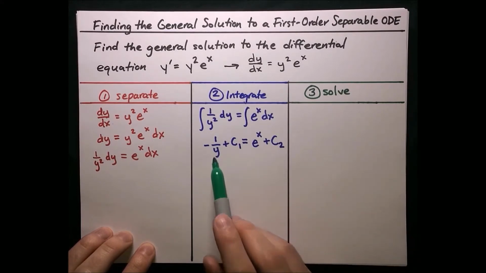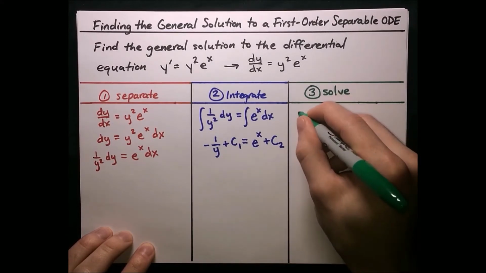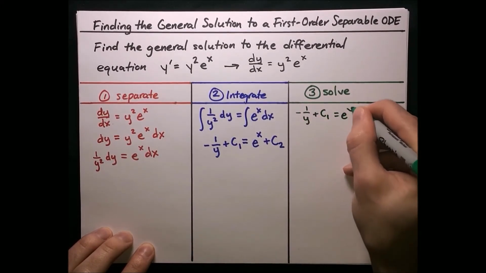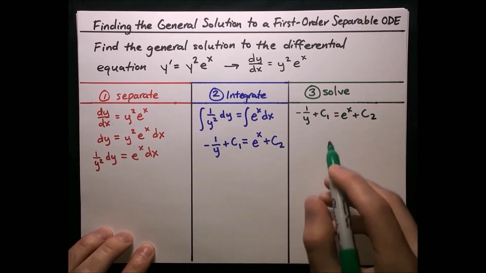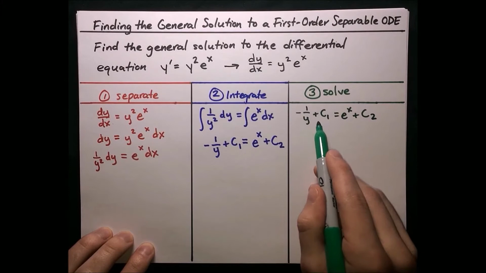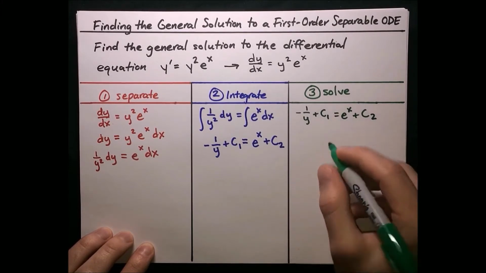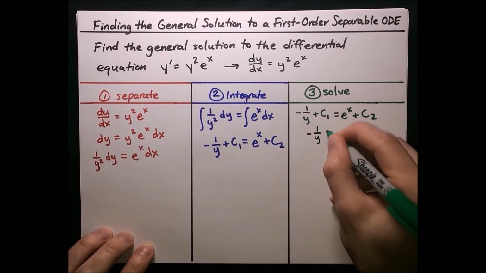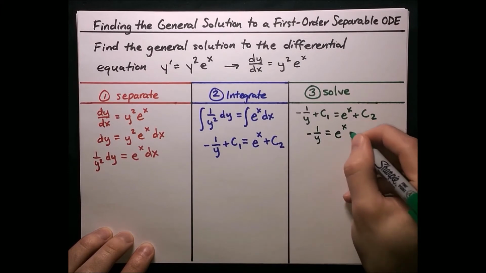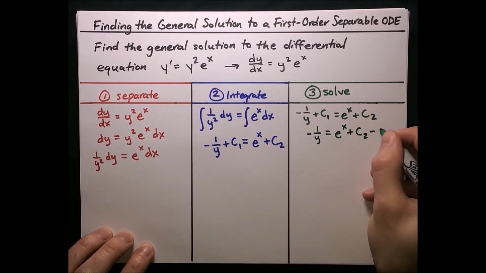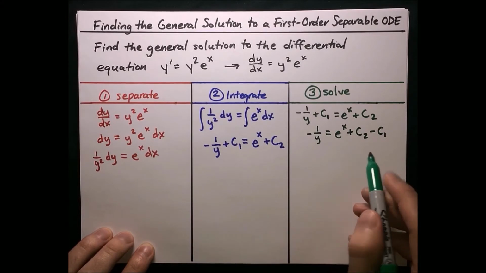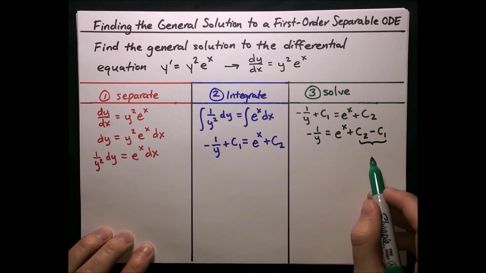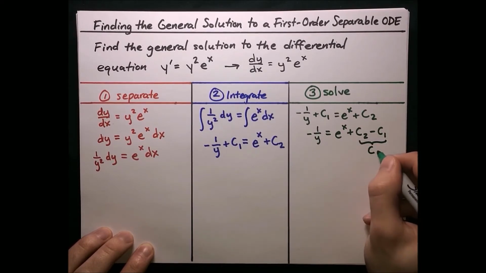We just want to solve for y here. So let's write down our equation. Negative 1 over y plus c1 equals e to the x plus c2. And as our first step, let's just simplify this a little bit. Let's move the constants to the same side. So let's subtract constant 1 from both sides. So negative 1 over y equals e to the x plus c2 minus c1. And c2 minus c1, we can just call this another constant, because a constant minus a constant is just a constant. So let's call that c3.